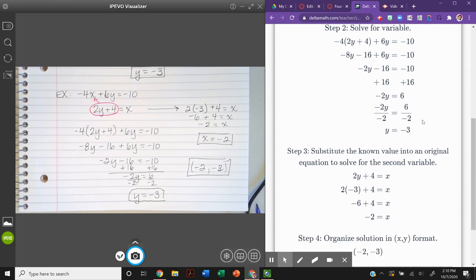So this is how you're going to be doing solving by substitution. If you've got it by now, if this video was like, oh, Miss B, I've got this, then you've got it. You completely understand it, and that's awesome.